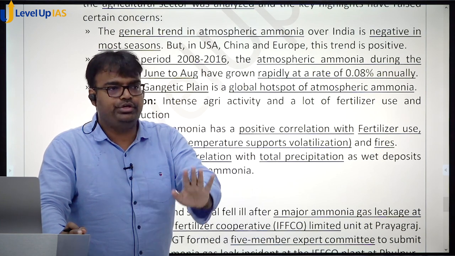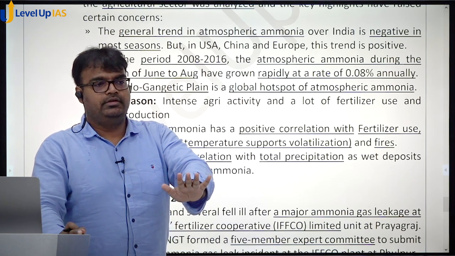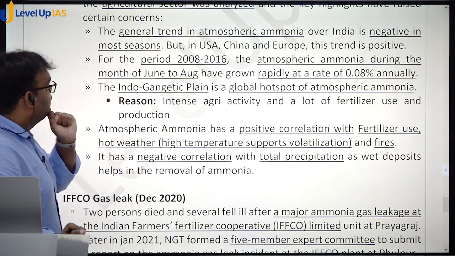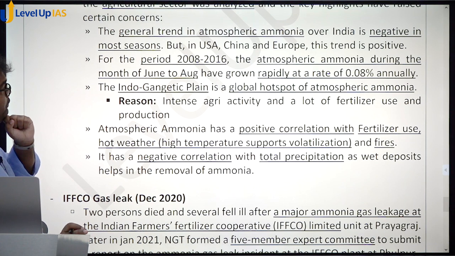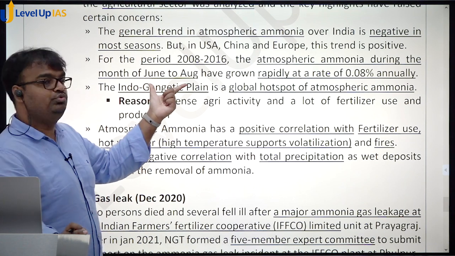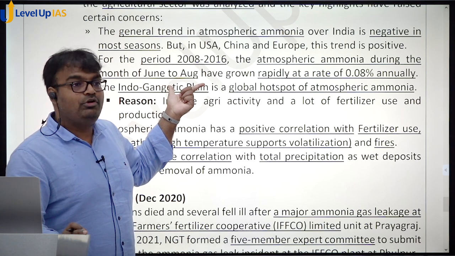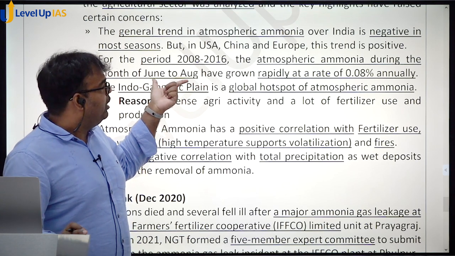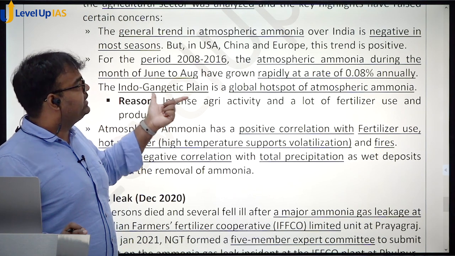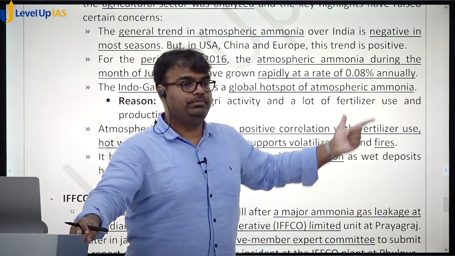Whereas in India, it's going down. That's a good sign, a positive sign. But when we look at the month from June to August, monsoon season, where a lot of fertilizers would be used, atmospheric ammonia is rising at a rate of 0.08% annually.